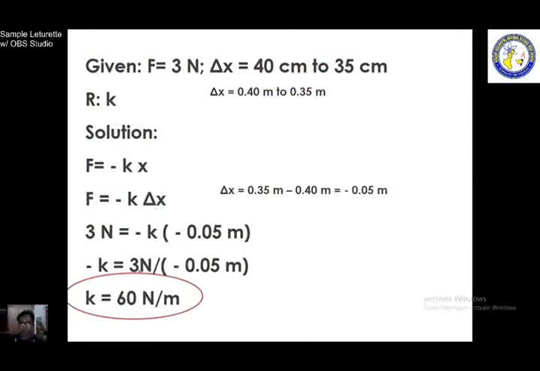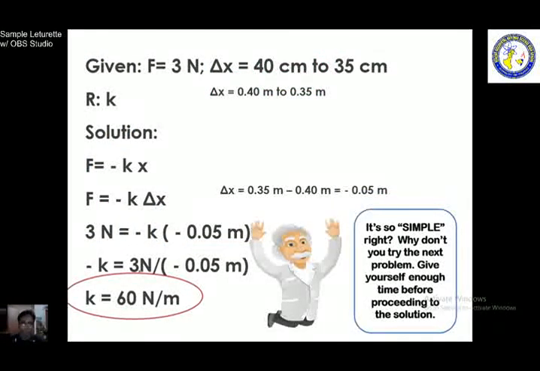Okay, now let's try to solve. You see, it's so simple, right, according to Einstein. But then you try the next problem. Give yourself enough time before proceeding to the solution. So, sample problem number 2.